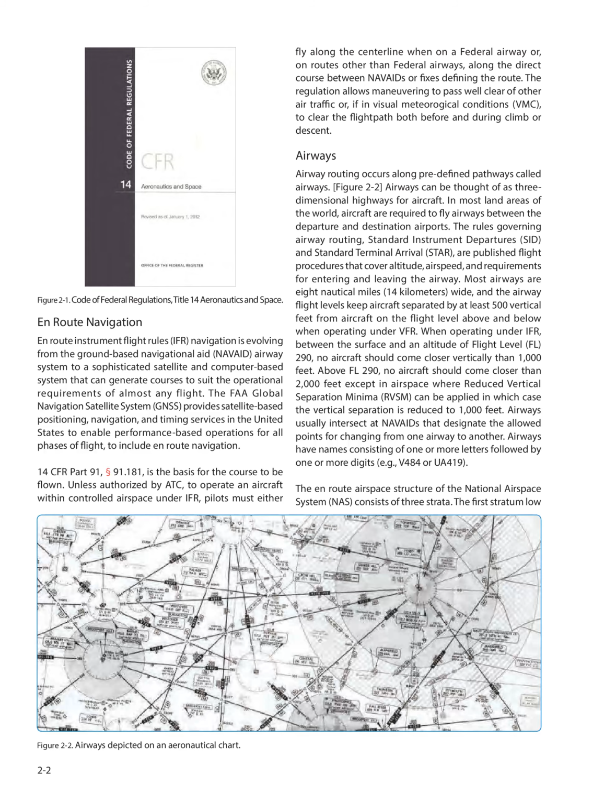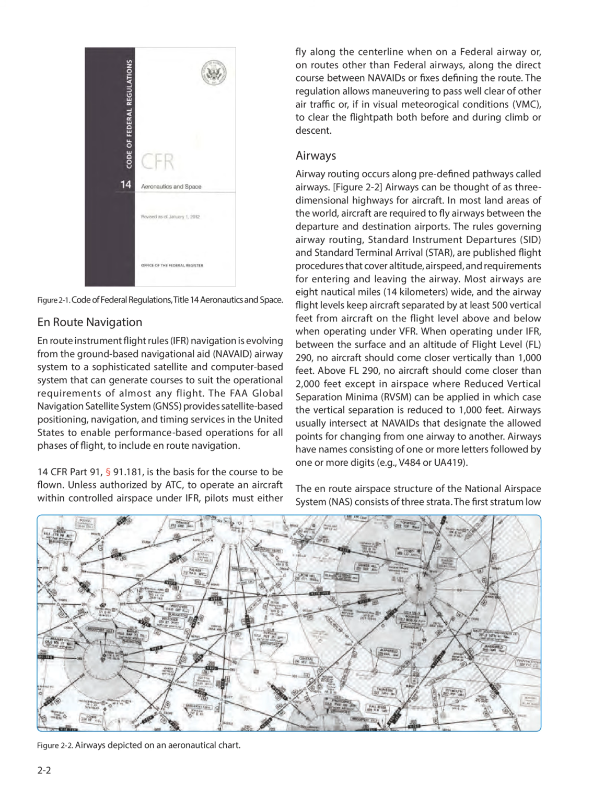En-route navigation. En-route instrument flight rules, IFR, navigation is evolving from the ground-based navigational aid, NAVAID, airway system to a sophisticated satellite and computer-based system that can generate courses to suit the operational requirements of almost any flight. The FAA Global Navigation Satellite System, GNSS, provides satellite-based positioning, navigation, and timing services in the United States to enable performance-based operations for all phases of flight, to include en-route navigation.